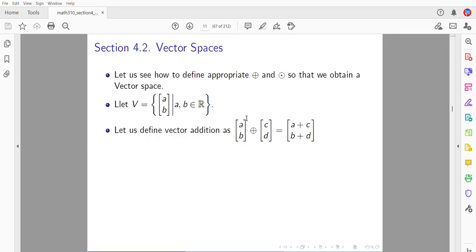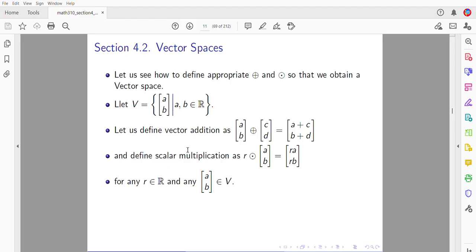Define vector addition ⊕. Vector (a, b) ⊕ vector (c, d) is (a + c, b + d). Define scalar multiplication. Take a real number r ⊙ vector (a, b) is (ra, rb), for any real number r and any vector (a, b). By design, we have closure. Just as I explained before, you see the entries are real numbers. The size is appropriate, 2 by 1. So this will land back in the set.